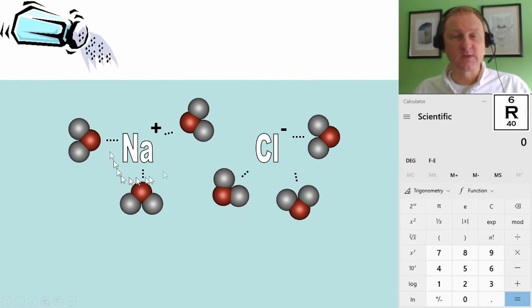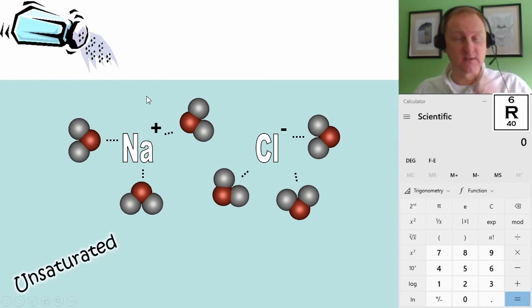What will happen with the sodium, the cation, is the negative side of water, which is the oxygen side, will surround that positive cation, and that will allow the cation to float around in the water. The opposite is true for the anion, the chloride. The hydrogen side of water is positively charged, which will attract towards that negative anion. You can add more and more salt and it will keep dissolving in the solution.